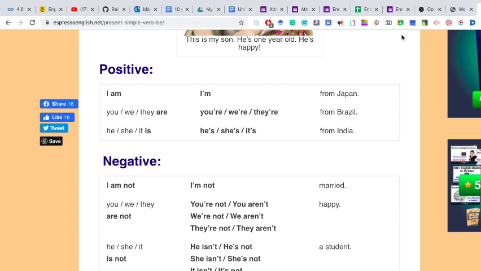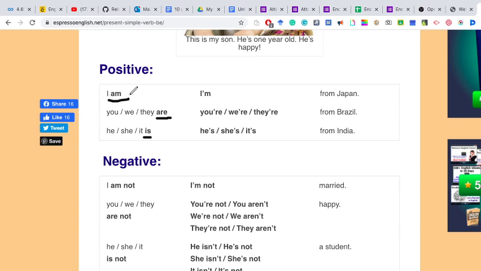The simple present of the verb be is formed by three words: am, are, and is. This is the verb. But we use am with I. With you, we, they, we use are. With he, she, and it, these three subjects, we use is.